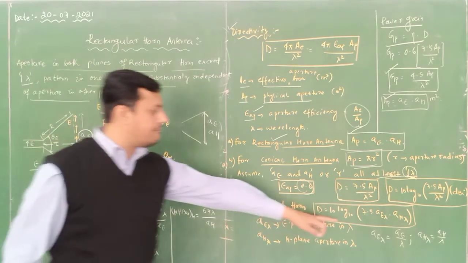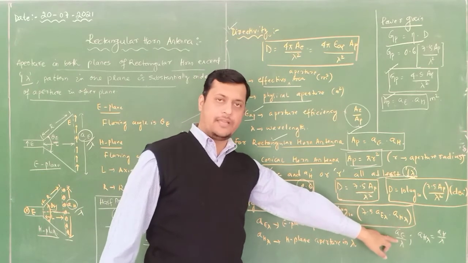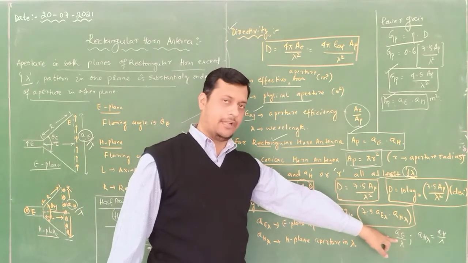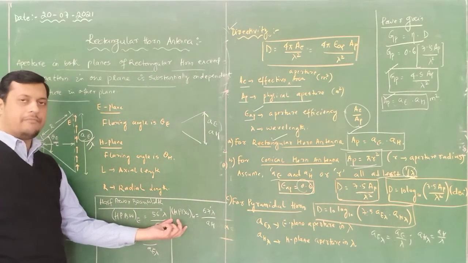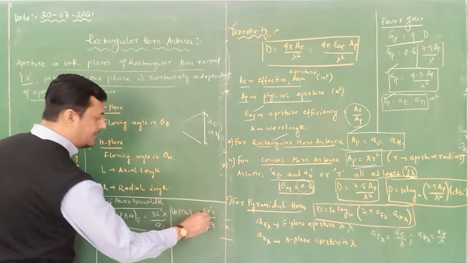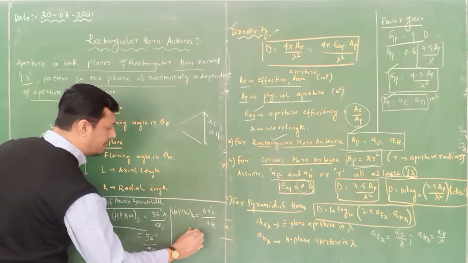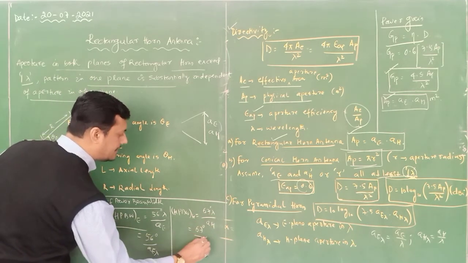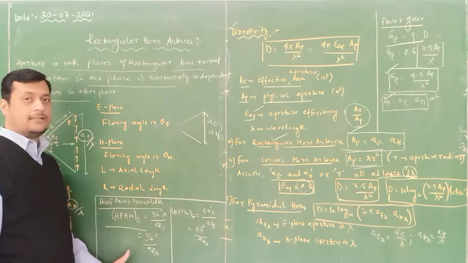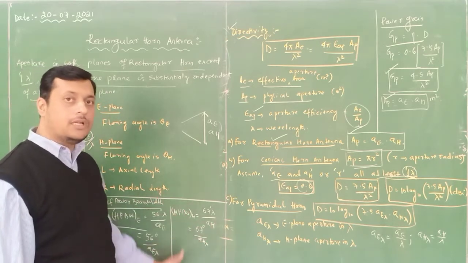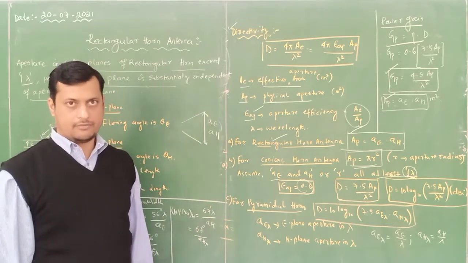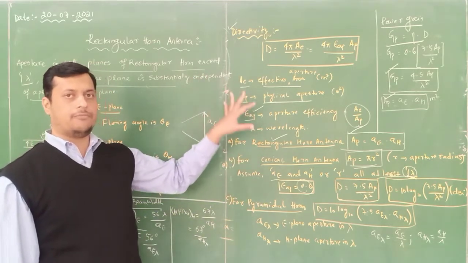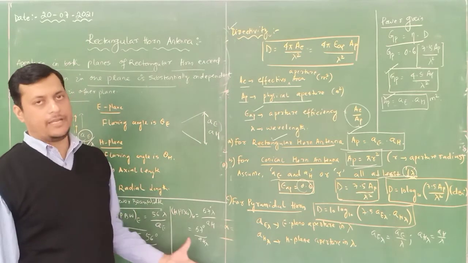What is AE lambda? AE lambda is AE divided by lambda, the operating wavelength. Similarly, the half power beamwidth with respect to the H plane is 67 degree times lambda divided by AH, which I can write as 67 degree divided by AH lambda. All this half power beamwidth is only for rectangular and pyramidal horns. For conical it is different. The cross section is different, so the beamwidth is also going to be different.